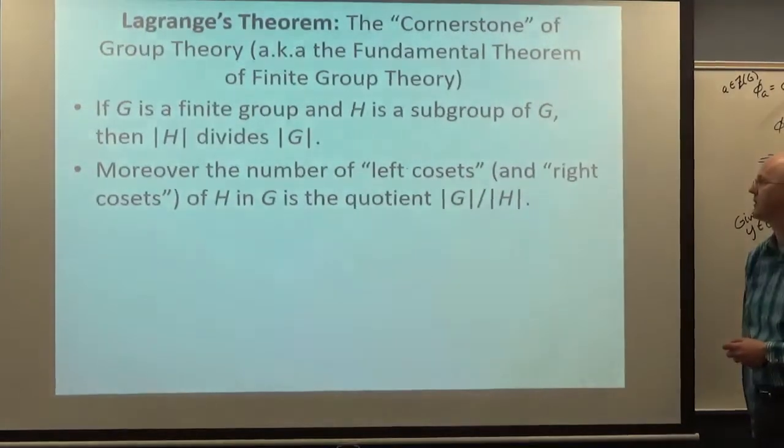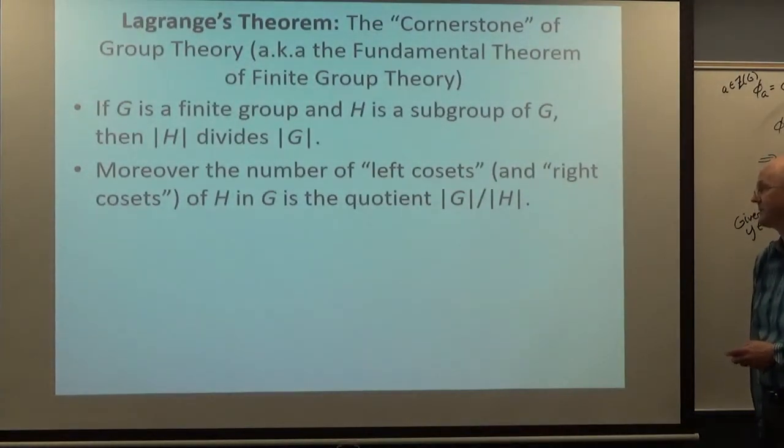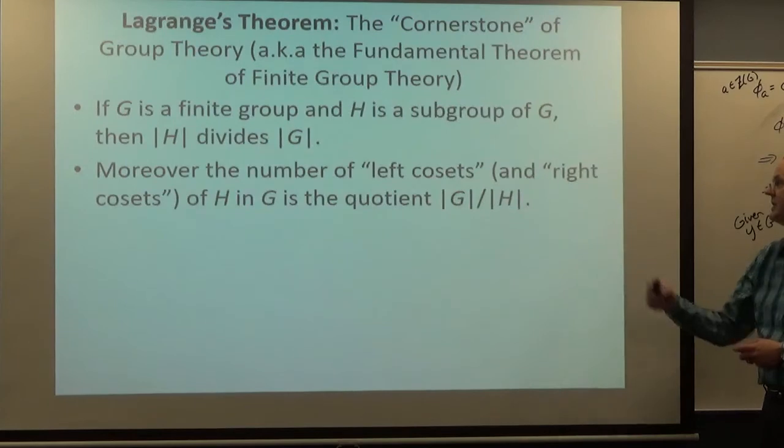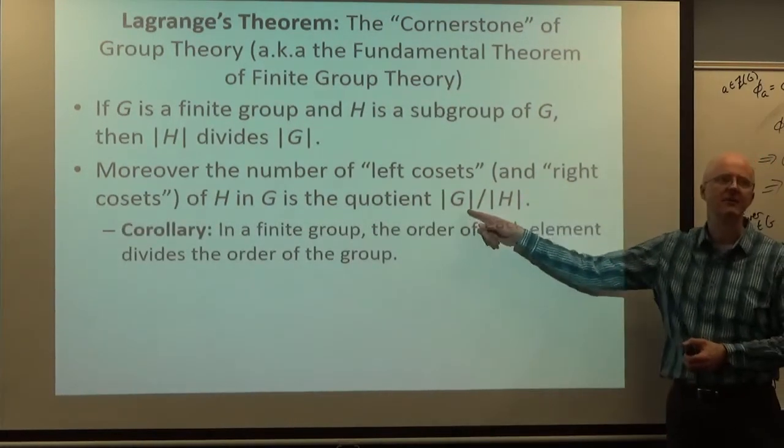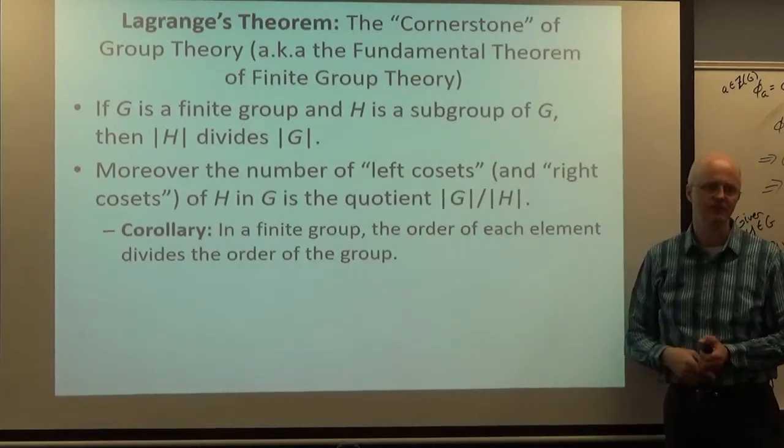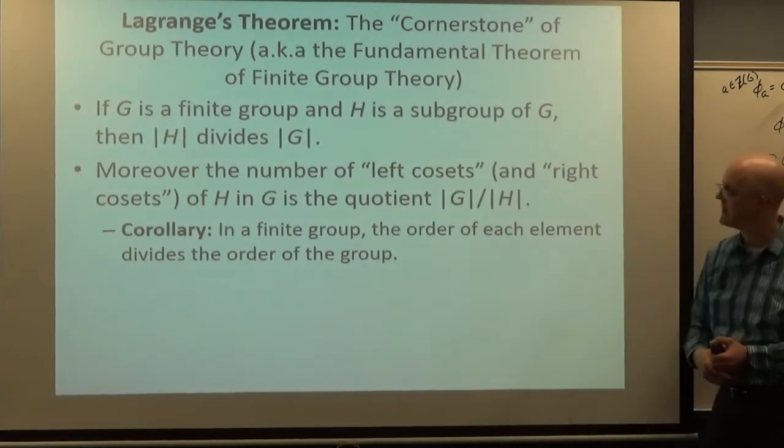Moreover, the number of left cosets, as we'll define here in a second, and also right cosets, is the quotient, the order of G divided by the order of H. This quantity, by the way, has got a name. It's called the index of H in G. I'll talk more about that after spring break.